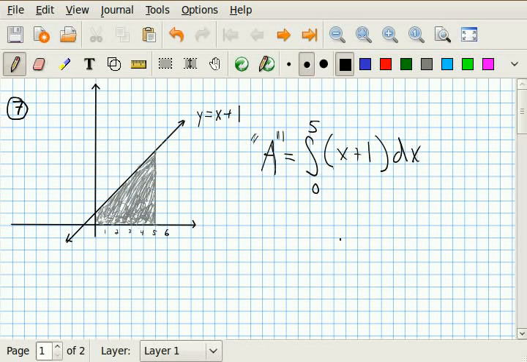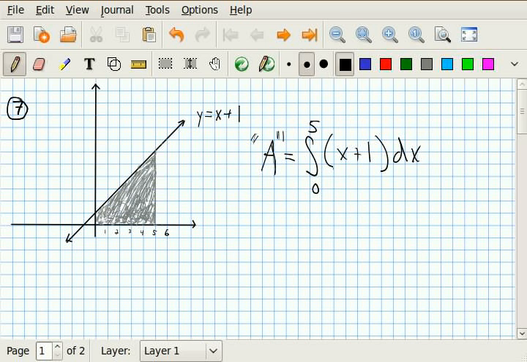Okay, looking at some problems here involving definite integrals. This is number 7 in the book. Number 7 actually asks us to evaluate a definite integral, not using calculus, but using some formulas from geometry, which we can do sometimes. So what they ask us to do first, though, I've already done here on the paper. They say sketch the region whose area is represented by the definite integral.